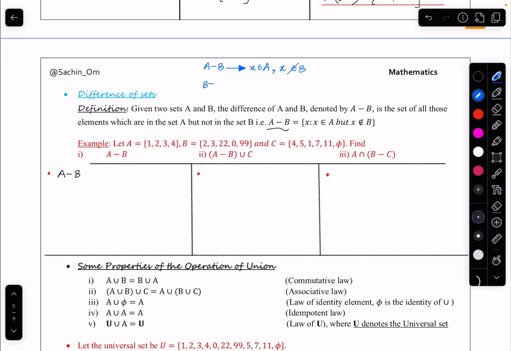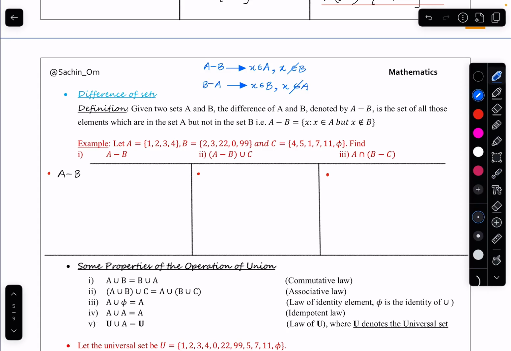But when I talk about B minus A, I'm talking about an element that should be there in the first set, which is B in this case, but it should not be there in the second set, which is A. So A minus B means the element you are taking should be in A, but not in B. The B minus A means you're taking elements from B, which are not there in A.